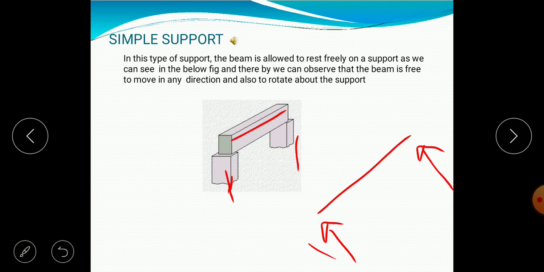Simply supported beam is one which rests on a support simply in the vertical direction without any movement. It can rotate, it can move horizontally, so degree of freedom is 2 and the reactions will develop in one direction, that is vertical direction. Freedom is 2, reaction is 1, total 3. In the previous beam also we discussed 3 reactions, so degree of freedom is 0 because it is fixed in all the directions in the fixed support. So this is simple support.